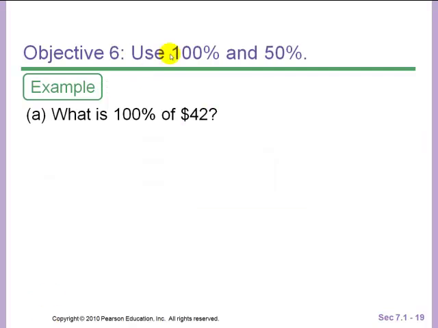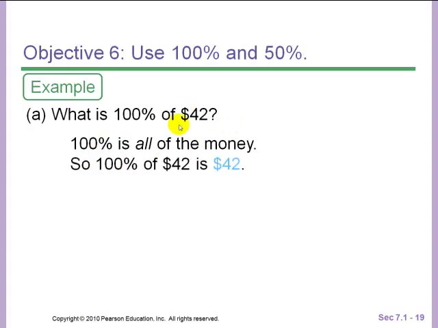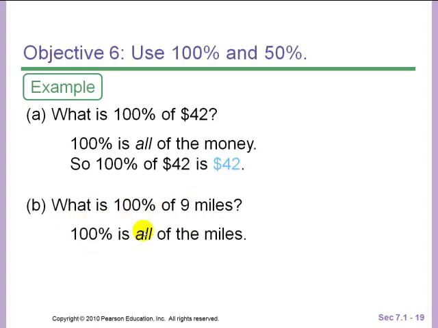Lastly, we're going to use 100% and 50%. So our first question is, what is 100% of 42? Well, 100% is all of the money, sorry, $42. So 100% of $42 is $42. What is 100% of 9 miles? Again, 100% would be all of the miles, so 100% of 9 miles is 9 miles.